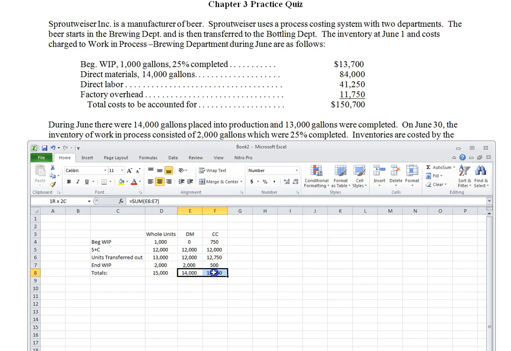Alright, now we have our equivalent units for both direct materials and conversion cost. This would be the equivalent units for direct material. This is the equivalent units for conversion cost. Now we need to determine the cost per equivalent unit. So the total cost of direct material is equal to 84,000. It's right up here.